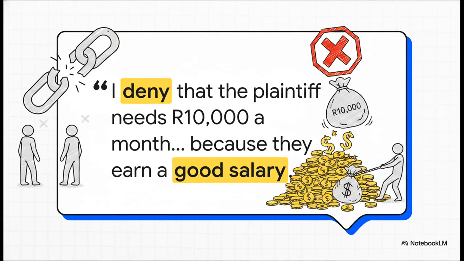And this brilliantly illustrates the reality of most divorce litigation. You see, in their plea, the defendant very rarely fights the fact that the marriage is over. They usually just admit to the irretrievable breakdown. Instead, the battle lines are drawn entirely around the prayer. A defendant might aggressively fight the financial terms, stating, "I deny that the plaintiff needs $10,000 a month in spousal maintenance because they earn a good salary." The emotional relationship is legally conceded, but the financial relationship, that is heavily contested.